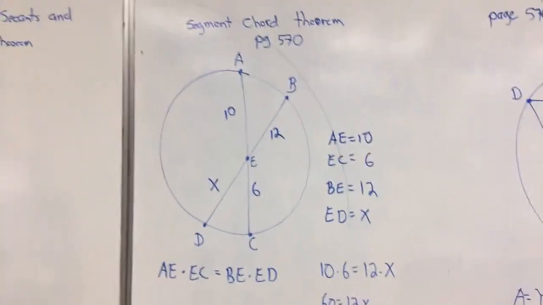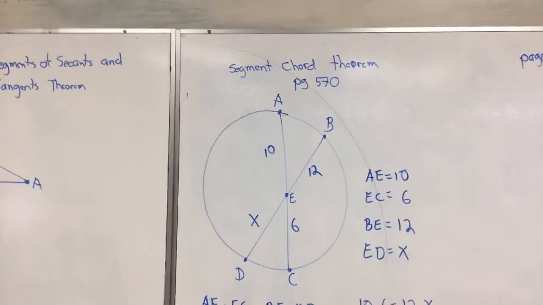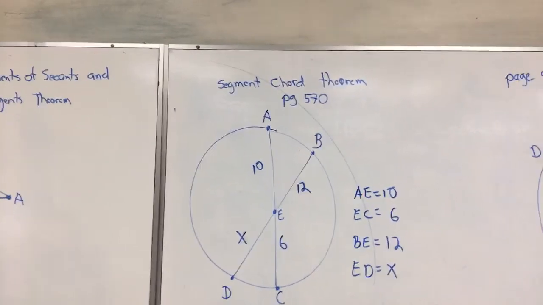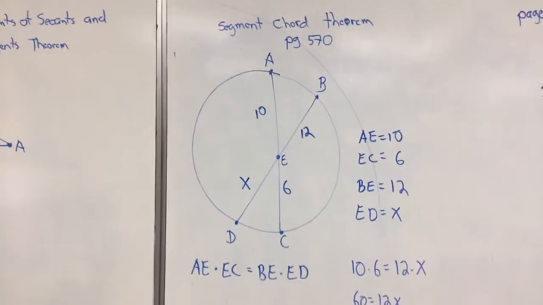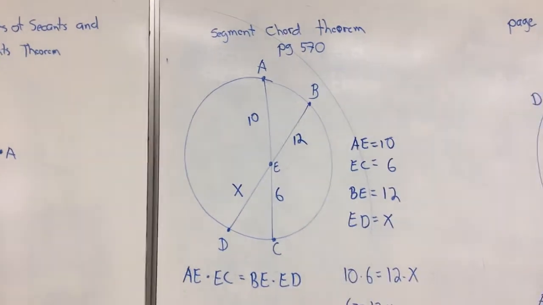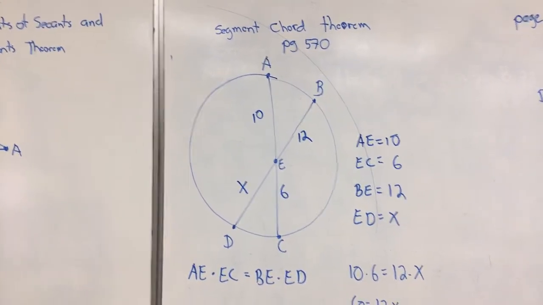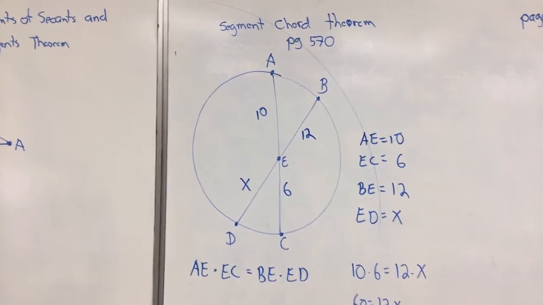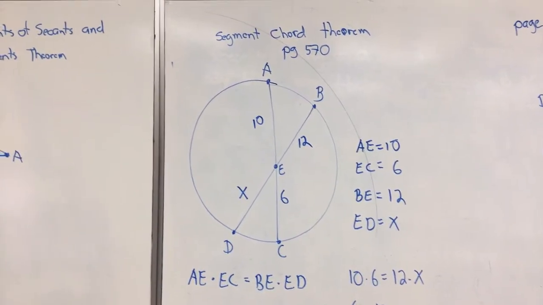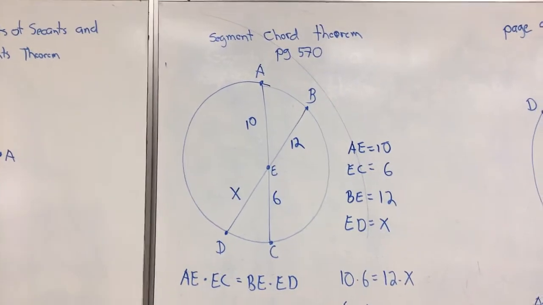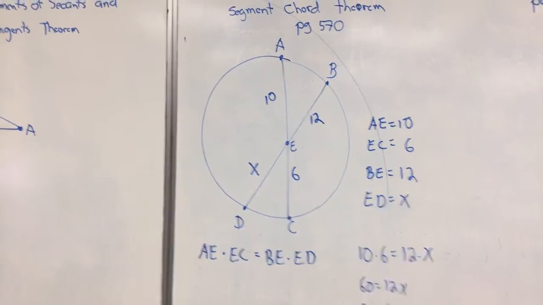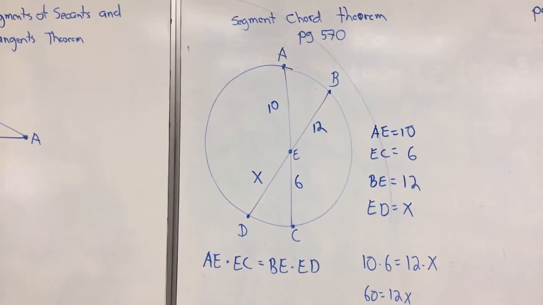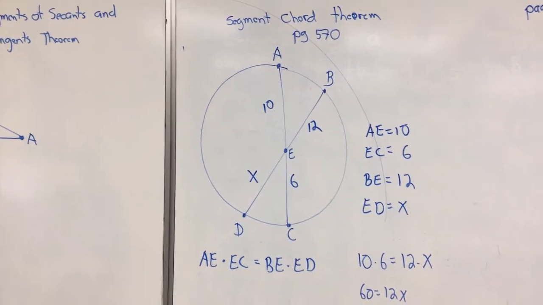Now, let's move over to this one. You might have something on your semester test that looks like this. This is the segments of chords theorem, found on page 570. Notice that point E is not the center of the circle. Not that it really matters for this, but I'm just illustrating it's not the center, otherwise you'd have 4 radiuses, and that'd be kind of silly. This one says that the product of the parts is equal to the product of the parts, so AE times EC is equal to EB times ED.